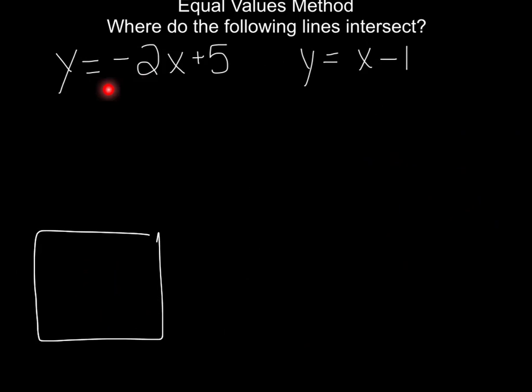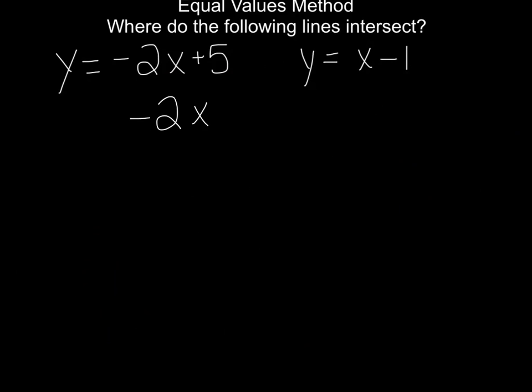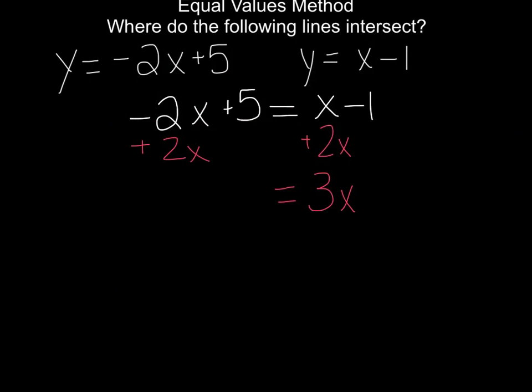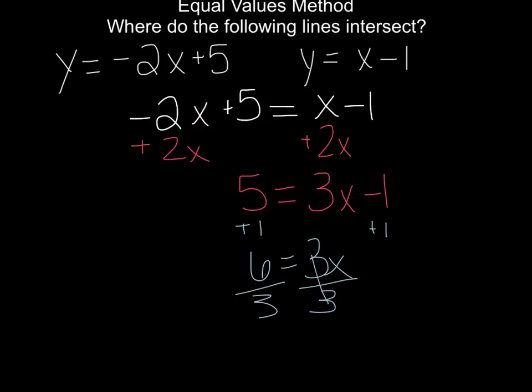Since both of these equations are written in y equals mx plus b form, we can go ahead and set them equal to each other and then solve for x. So we have negative 2x plus 5, and we want to know when that equals x minus 1. Let's add 2x to both sides. So we have some positive x's here. I've got 3x minus 1 on the right, and I have a positive 5 on the left. Now let's add 1 to both sides, and we have 3x equal to 6. Dividing by 3 tells us that our x value for the point of intersection will be 2.